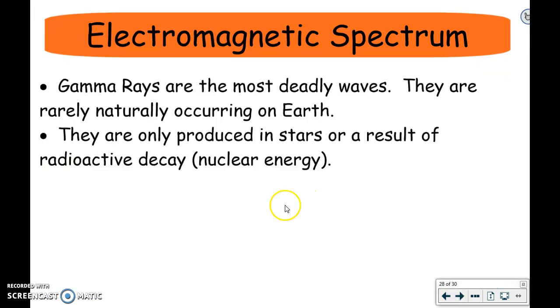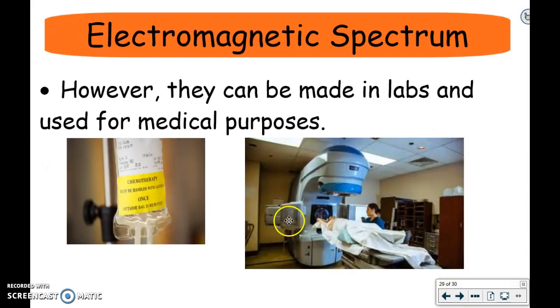And lastly, gamma rays are the most deadly waves. They are rarely naturally occurring. They really only occur in stars or in the sun. Photons on Earth can't get up to this energy level, so they're only really produced in nuclear bombs, things like that. Basically, all we use it for now is just to kill things. We use it to kill cancer. We use it to sterilize things. So chemotherapy and radiation use gamma rays.